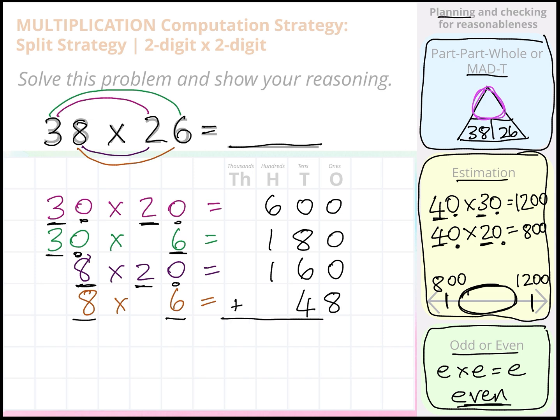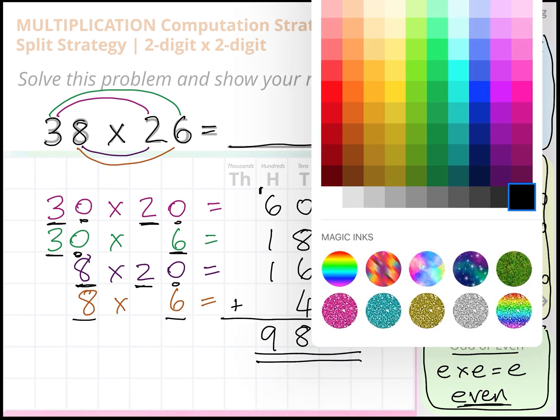Now we add all of those together. So our vertical algorithm is very important to know as well, isn't it? So I'm going to do 6 plus 4 is 10, because they're friendly numbers, plus 8, and I carry my 1, and that's 18. Then I've got 6, 7, 8, 9 in my hundreds. So my answer is 988.